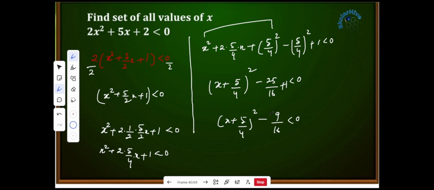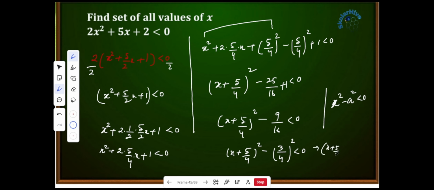Now as you can see, this is 3 by 4 whole square, so we can write it as 5 by 4 whole square minus 3 upon 4 whole square less than 0. If you see, this is nothing but the format a square minus b square less than 0, means if you shift this term to the opposite side, this will become x plus 5 by 4 whole square less than 3 by 4 whole square.